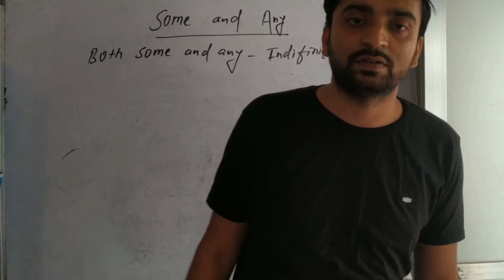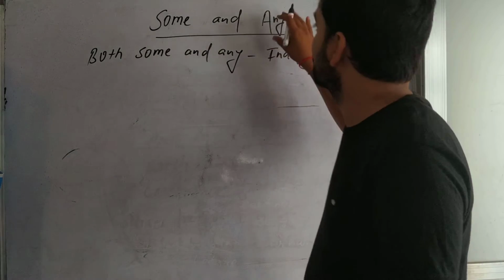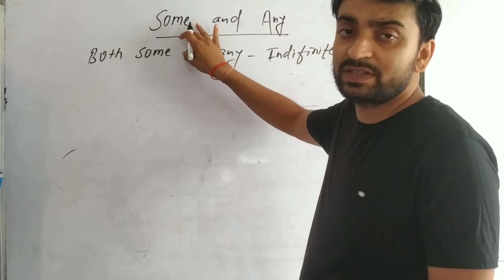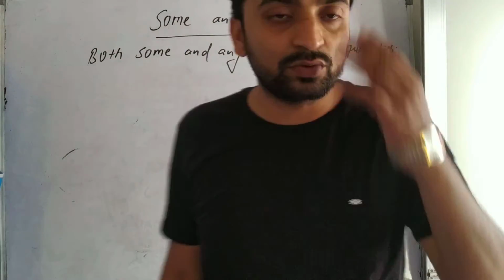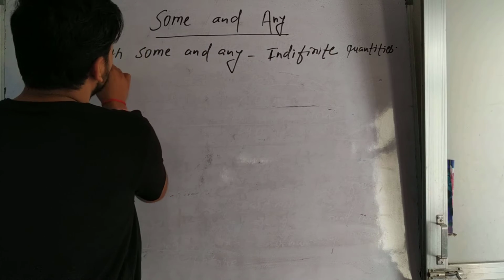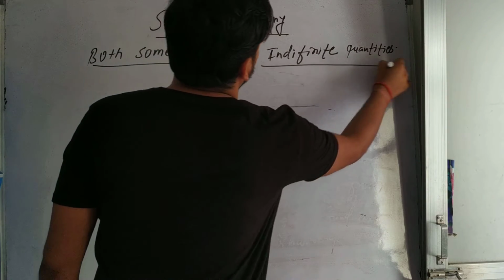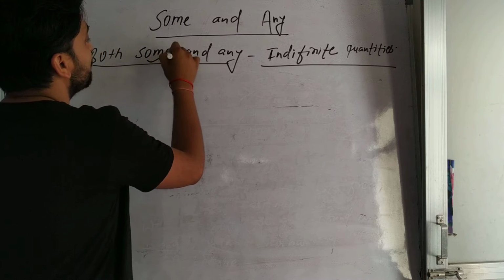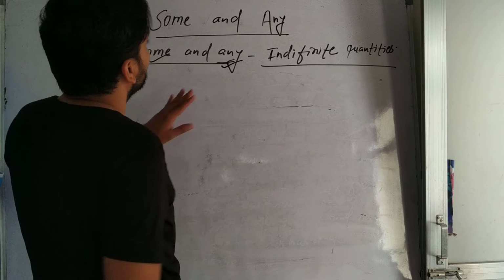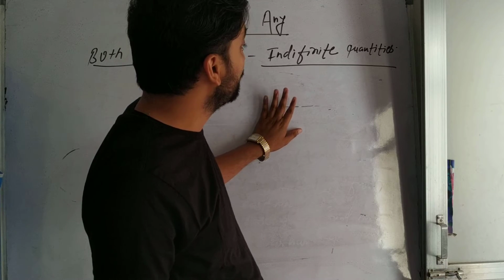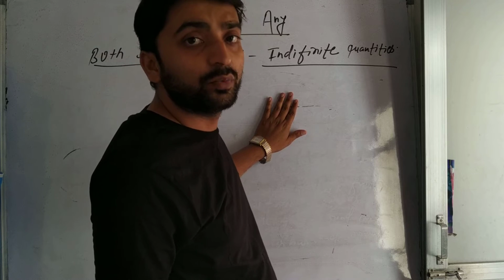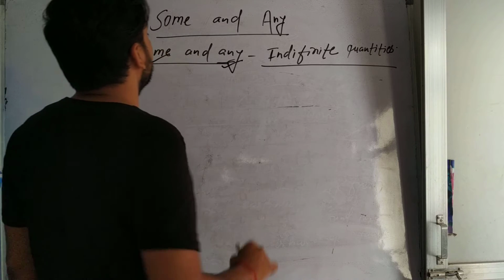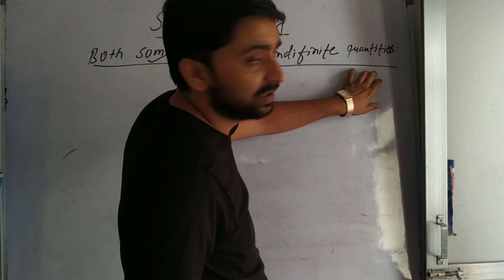Let's continue this. So now we are going to talk about some and any. What are the differences between some and any? Both some and any are used for indefinite quantities. In Nepali, some means also king, any means also king, but the uses are different, and generally we do it wrong when we use it. So be careful here. Some and any, both are used for indefinite quantities.